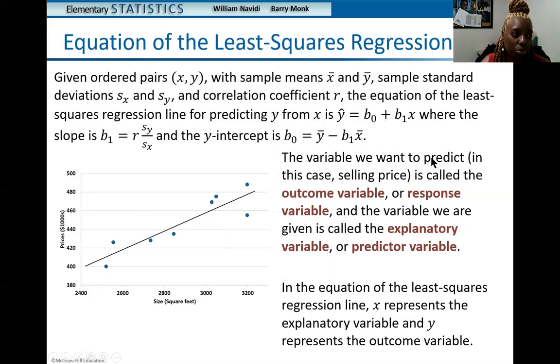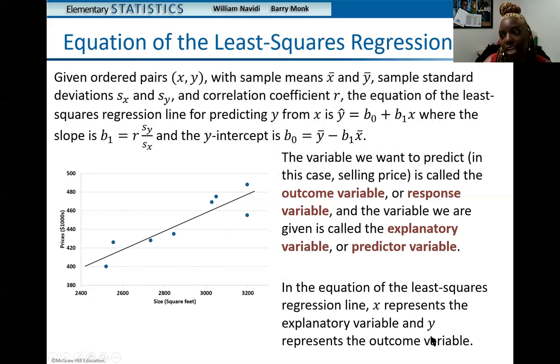The variable we want to predict, in this case the selling price, is called the outcome variable or the response variable. We want to predict selling price based on the size of the house. The variable we are given is called the explanatory variable or the predictor variable. So we are given the square feet and we want to predict how much that house will cost. So X represents the explanatory variable and Y is the outcome variable.